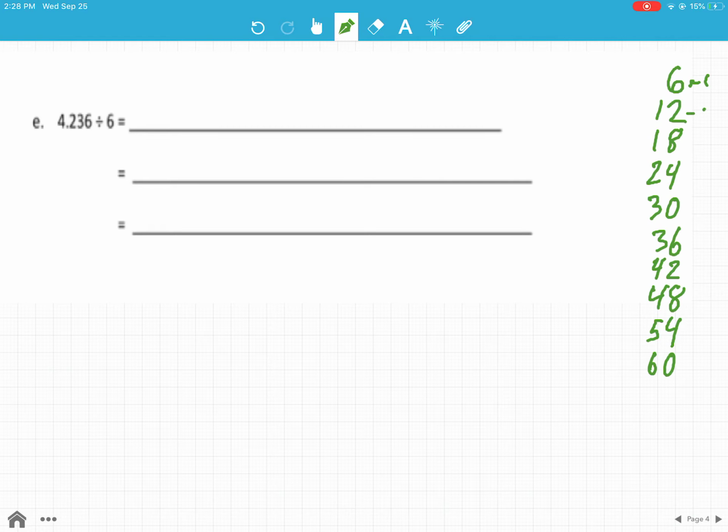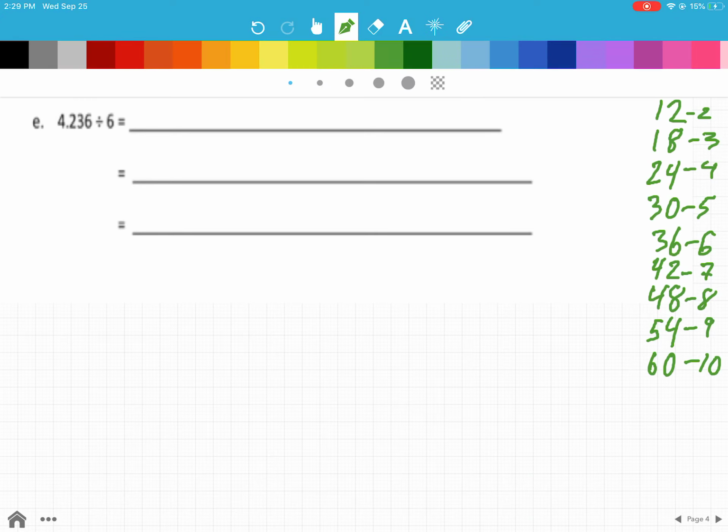So we have 1, 2, 3, 4, 5, 6, 7, 8, 9, 10. So what we're going to do is we're going to decompose this in a way that the numbers appear over here. So if I look at this, the first thing I notice is that it does have a 42.